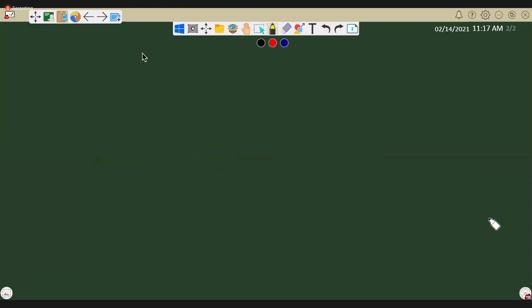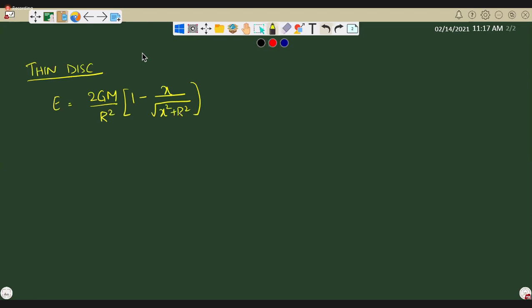Next is your thin disk. Your electric field is 2GM divided by R square into 1 minus X divided by under root of X square plus R square. This can be written as cos theta.